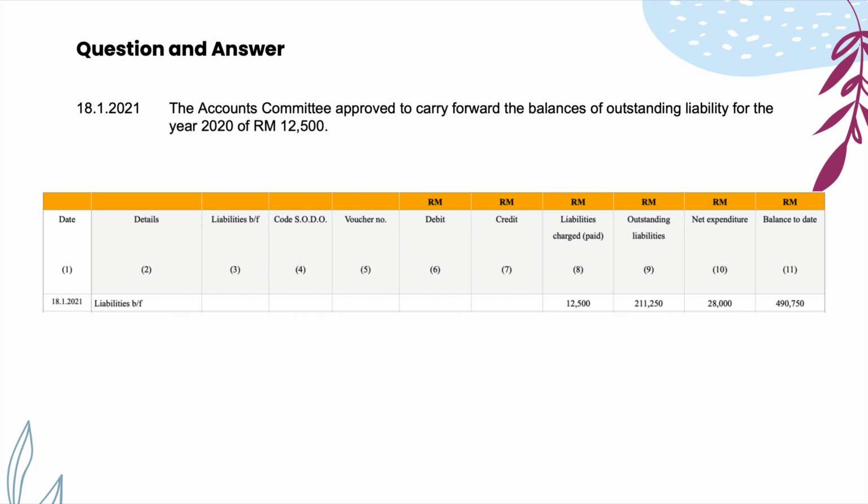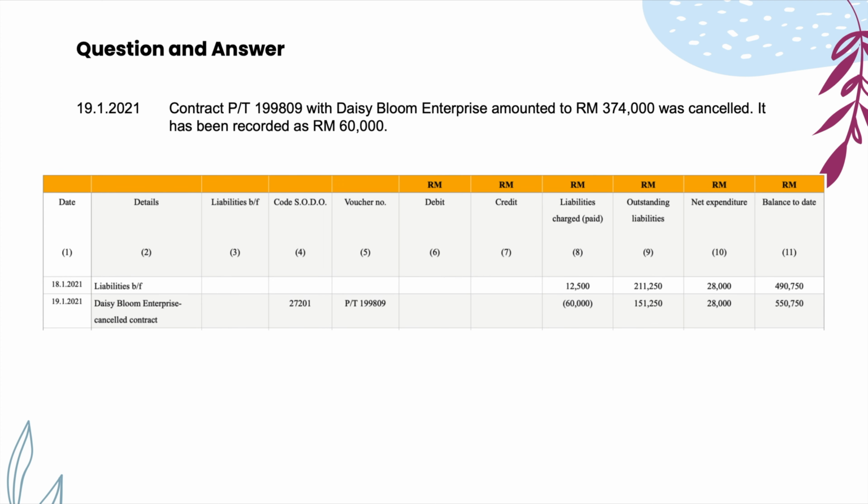The Accounts Committee approved to carry forward the balances of outstanding liability for the year 2020 of 12,500 ringgit. It will affect Part 3 and record the number under liabilities charge, which is 12,500 ringgit, increase the outstanding liability, and then copy down the expenditure amount, and the balance to date is decreased to 490,750 ringgit.